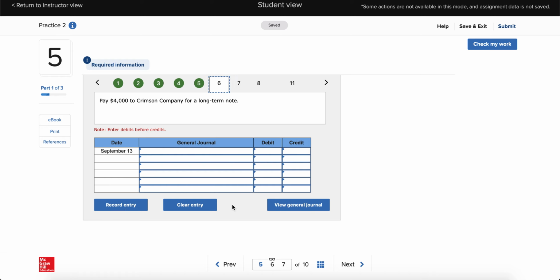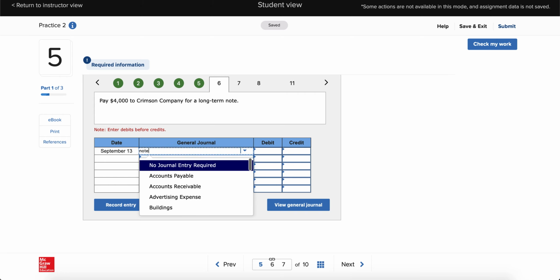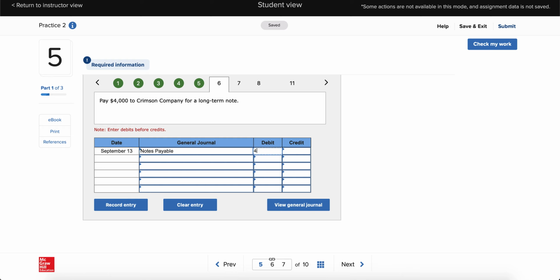Okay, number 6, we pay. Remember, pay is our trigger for cash credit. What are we paying for? We're paying for a long-term note. So in this case, we're reducing the balance of that note payable that we took out. So we're decreasing a liability here, and we are decreasing this asset called cash. And that's what that looks like.